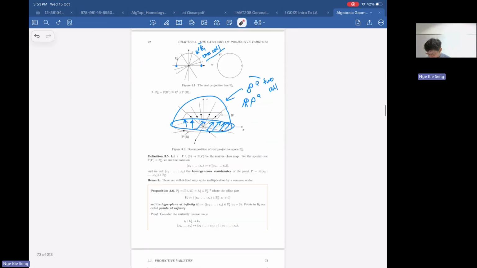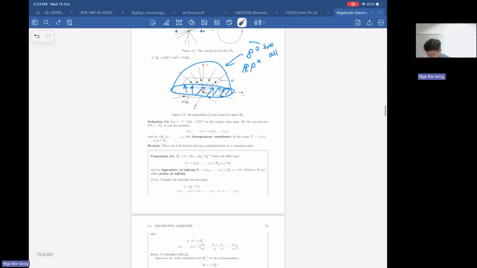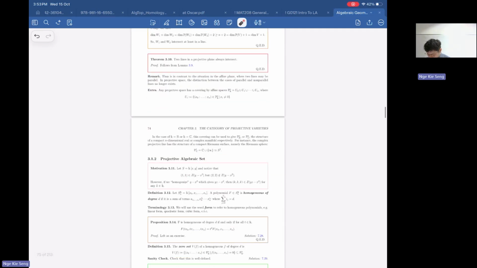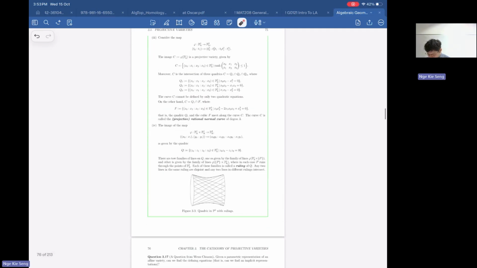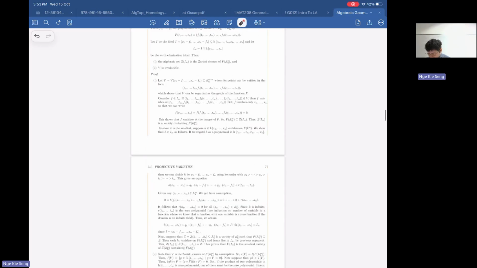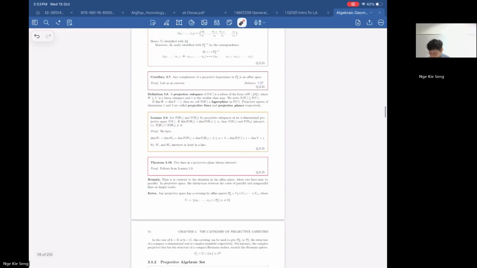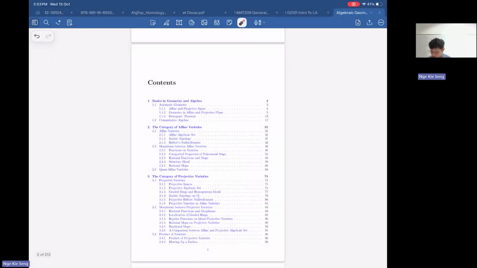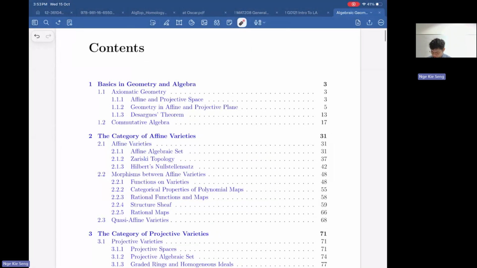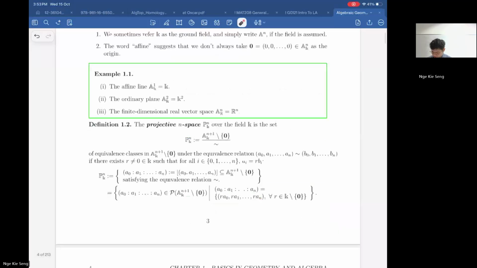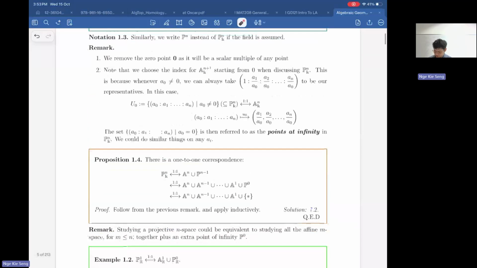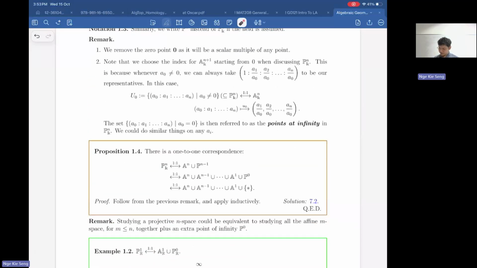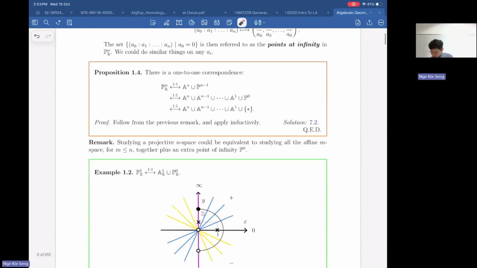Where's the decomposition? A little lower, or higher? RPN decomposition. Thank you. So it's this one. Here, this one. This decomposition here.